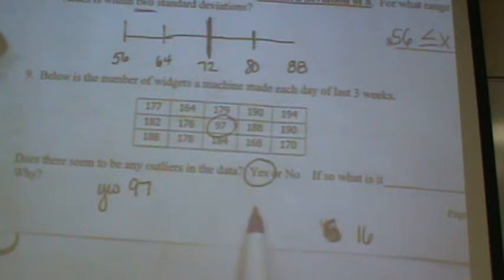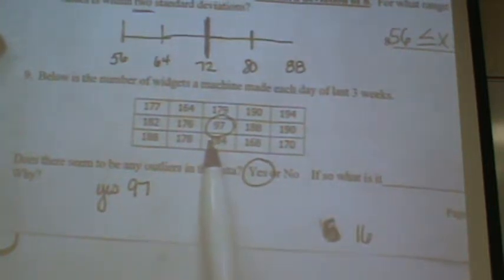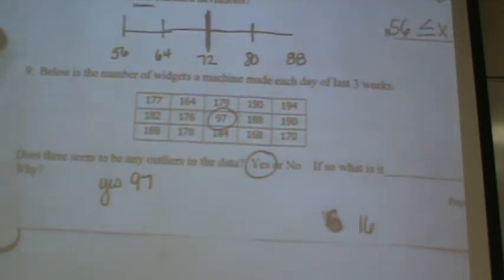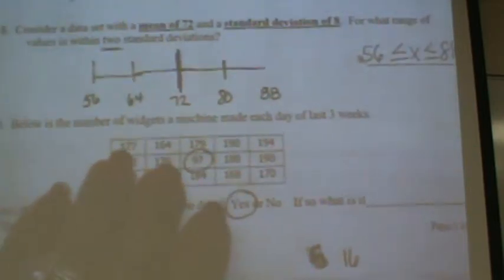Number 9, that's an outlier, 97. Why is it an outlier? Because it's substantially different from the rest. If it's substantially lower or higher, it's an outlier.